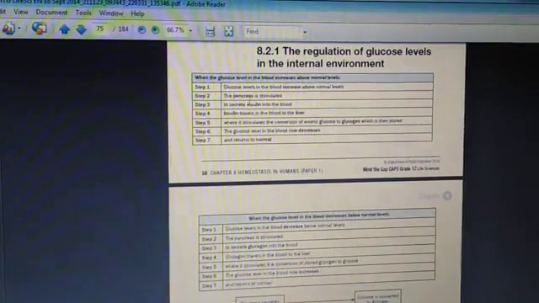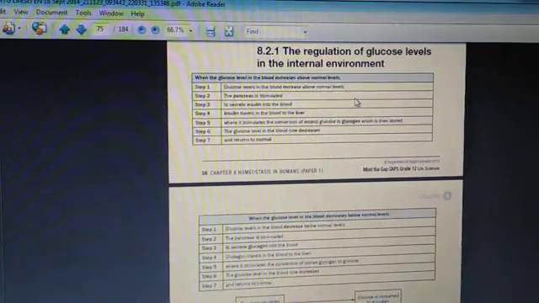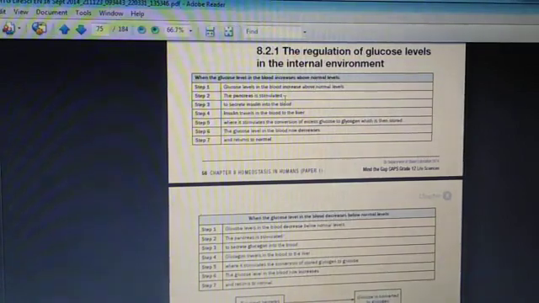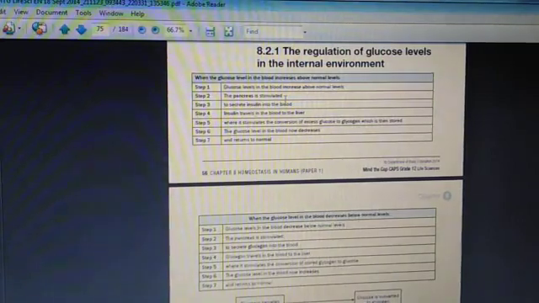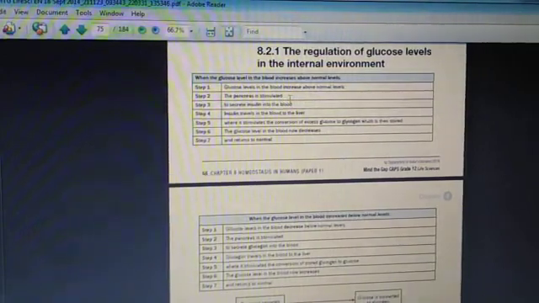So the first step when we're looking at this feedback is that the glucose levels in the blood increase above normal levels. This is the problem at hand. What happens is the pancreas is stimulated. Remember, the pancreas, we said, is the one that releases insulin hormones, and what does the insulin hormone do? It stimulates the conversion of glucose into glycogen. So once the pancreas is stimulated, it's going to secrete insulin into the blood. And what's the insulin going to do?